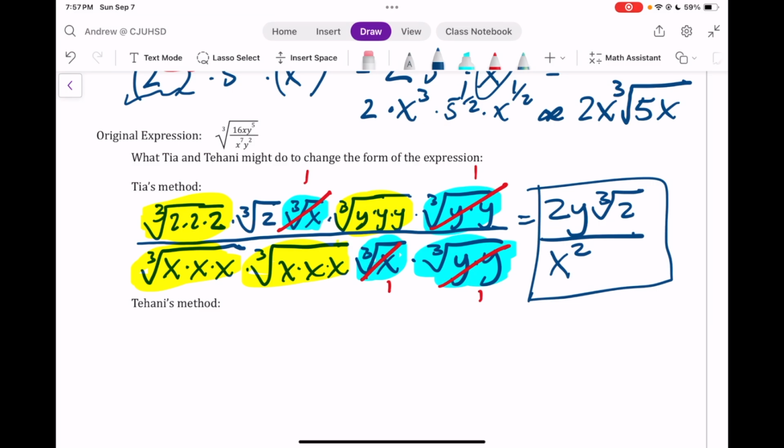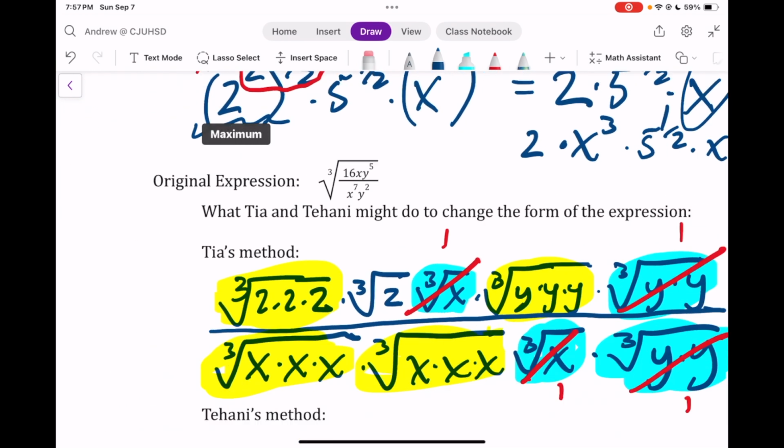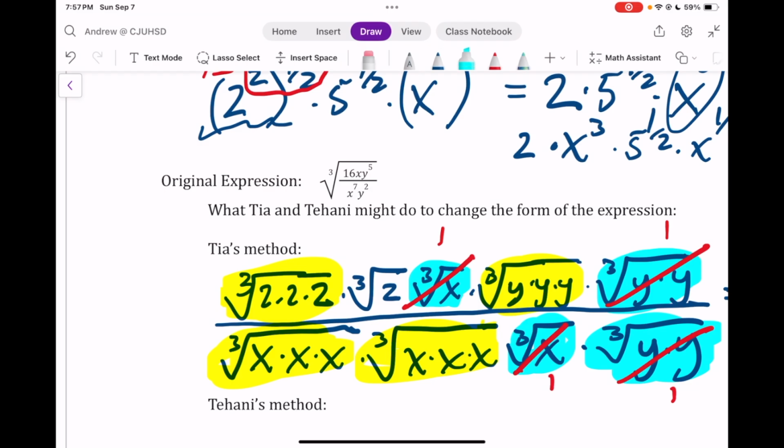So, whose method is going to be easier, do you think? Well, I'm going to put my money on Tehani. I think his method's going to be far easier, because he's going to take everything to the 1/3 power. In fact, since he likes to do rules of exponents, he can take this inside expression and simplify it a little bit. So, for example, the x's, there's 1 on top, there's 7 on the bottom. That means that we can cancel out 1 on top and have 6 on the bottom. And similarly for the y's, there's 5 on top, 2 on the bottom. So we can cancel that out and make it y to the 3rd on the top.